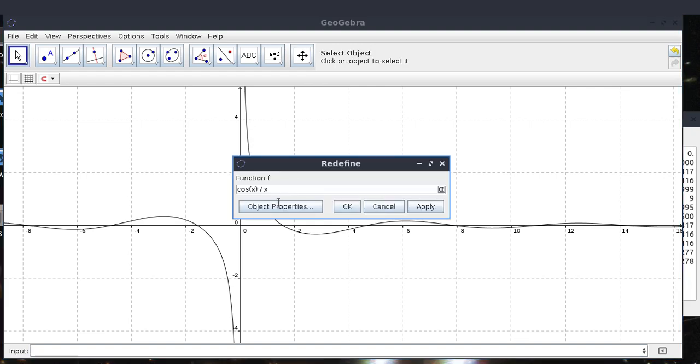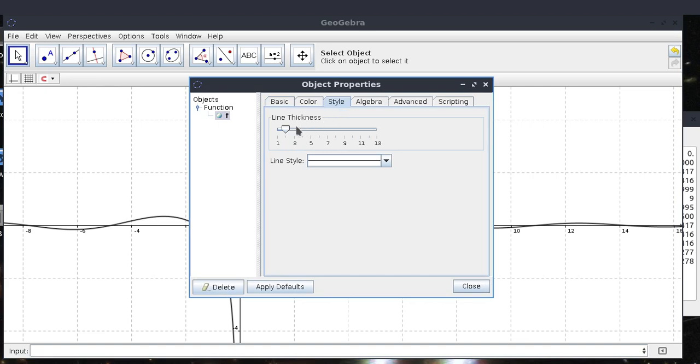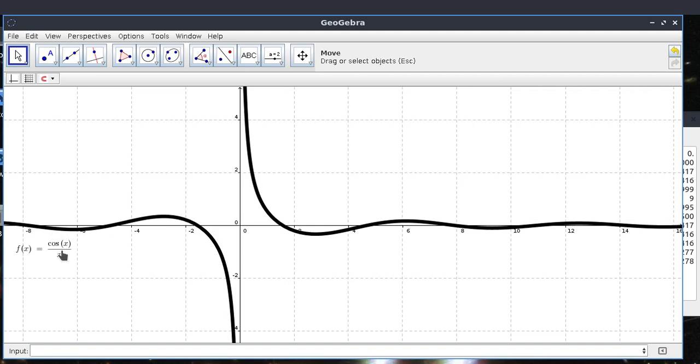Let me make the curve thicker so you can see exactly what's going on. So here we go. f of x is cos x divided by x. What we see is on the right, going down towards 0, it's shooting up towards positive infinity, and on the left, going to the right towards 0, it's shooting down towards negative infinity.